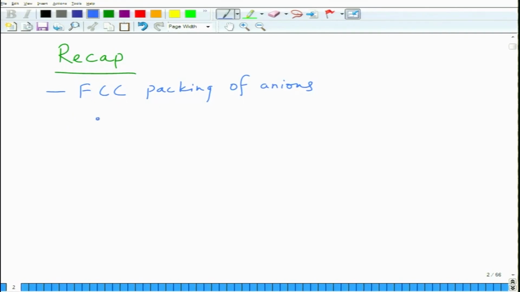There we first started with the rock salt structure, which is based on NaCl compounds, in which chlorine makes an FCC lattice and sodium ions occupy the octahedral interstices, all of them. So 100% occupancy of interstices, and this is based on radius ratios. There are a variety of oxides which follow this kind of structure, like FeO, NiO, MgO, and so forth.